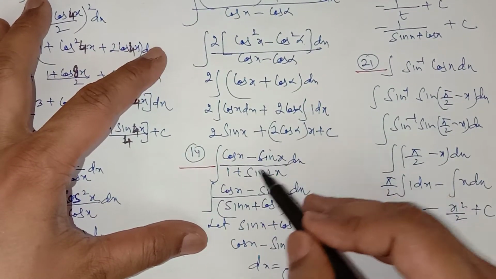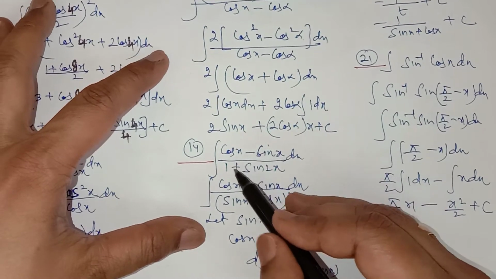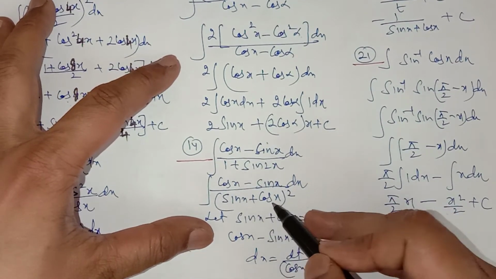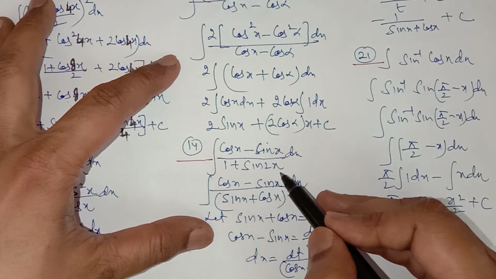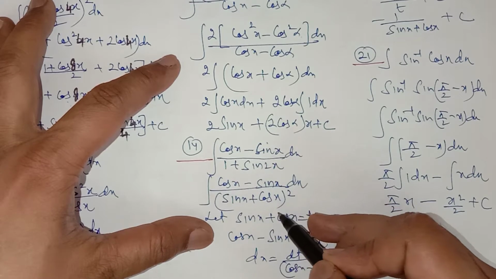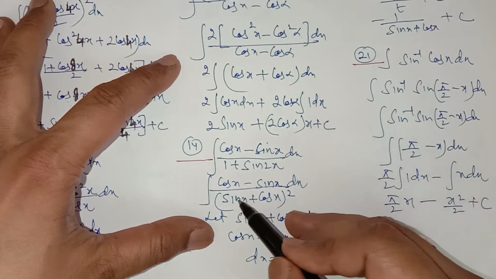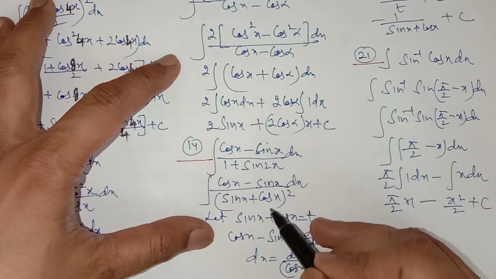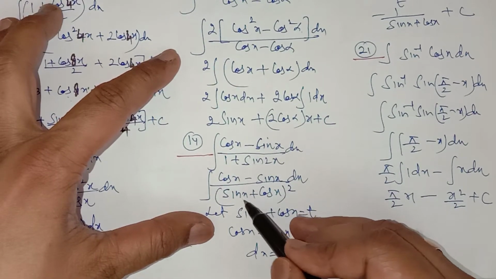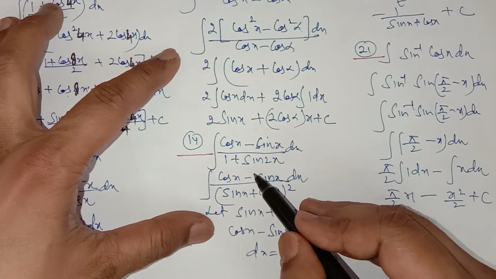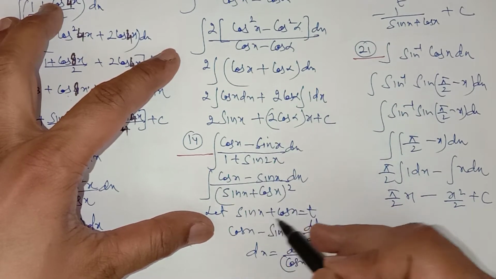Now cos x minus sin x upon 1 plus sin x. Now in place of 1 plus sin x, you can write sin x plus cos x whole square, because sin x plus cos x whole square will be equal to 1 plus sin 2x. If you do the whole square, it is sin square x plus cos square x plus 2 sin x cos x. So sin square plus cos square is equal to 1 and 2 sin x cos x is sin 2x. So let sin x plus cos x equal t, whose derivative is the numerator. dt upon dx is equal to cos x minus sin x.